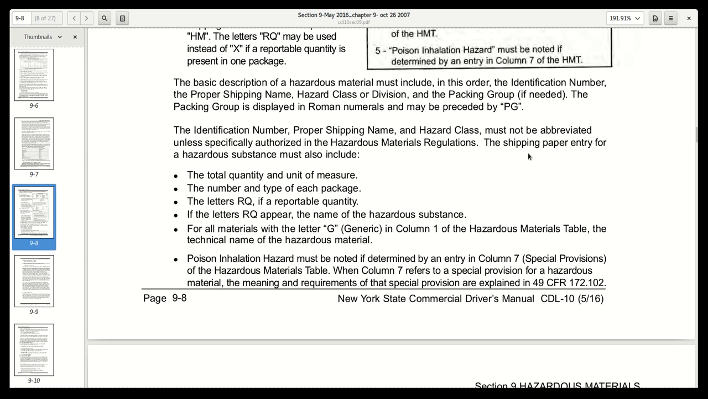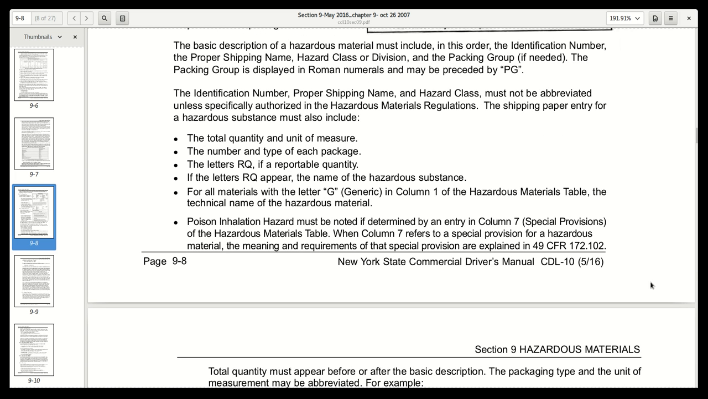So the shipping paper entry for a hazardous substance has to have the total quantity and unit of measure, the number and type of each package, and the letters RQ if a reportable quantity. If the letters RQ appear, the name of the hazardous substance also. For all materials with the letter G, generic, in column 1 of the Hazardous Materials Table, the technical name of the hazardous material.